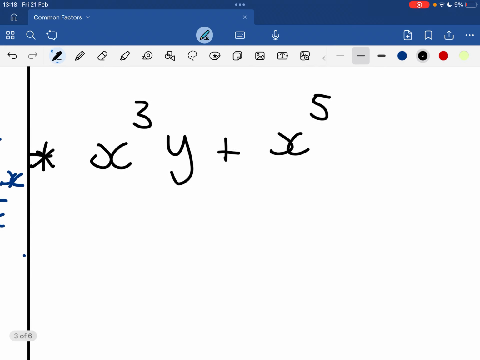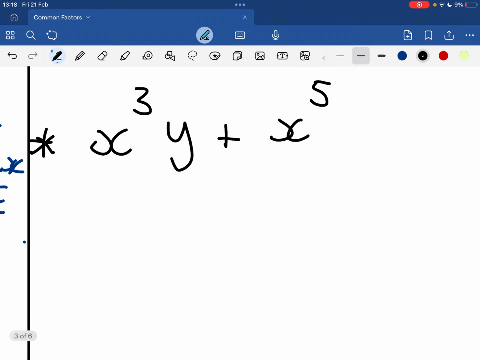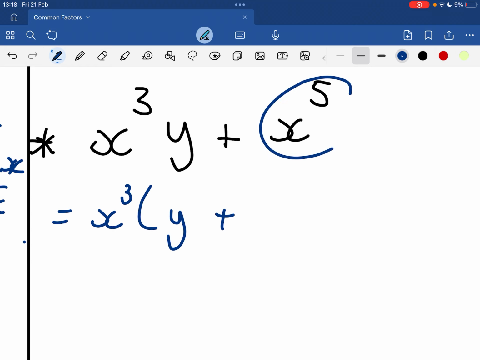What about in this question? What's the common factor here? We can see that x appears in both. But remember, we always take the lowest exponent variable that we can see in the question. In our case, that would be x to the power of 3. So we'd take x to the power of 3. In the first term, we'd be left with y. In the second term, you'd be left with x squared.